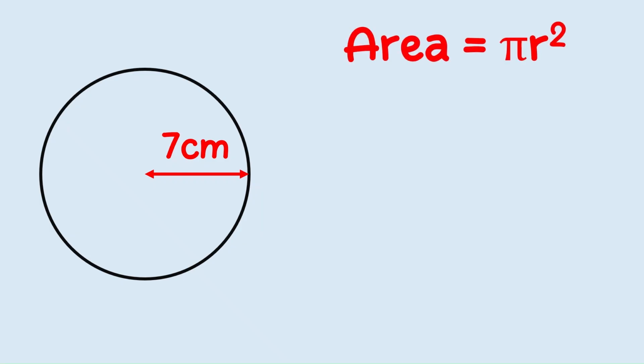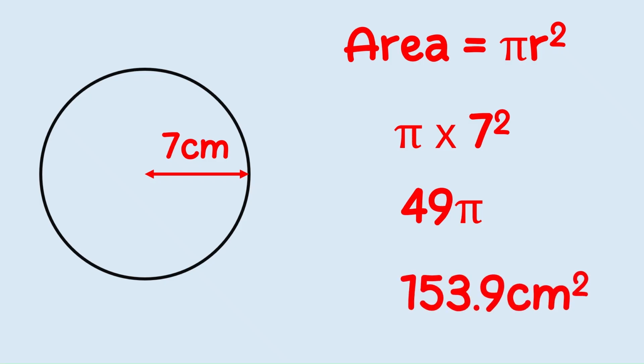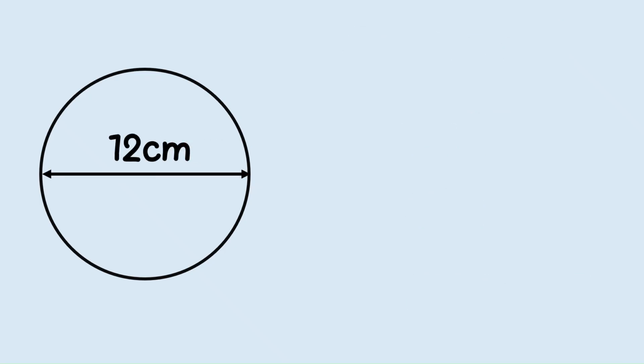Again, our formula, area equals pi r squared, so we substitute 7 in for our r. That gives us pi times 7 squared. 7 squared is 49, so this would be 49 pi. Putting this into our calculator and rounding to one decimal place, we end up with 153.9 centimeters squared.